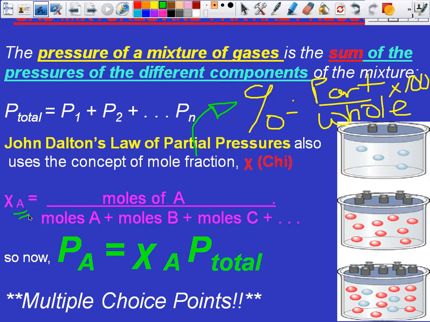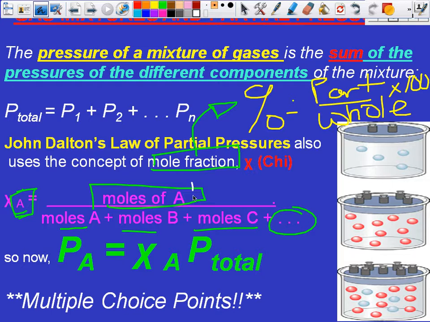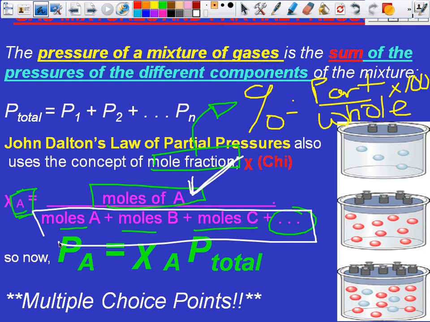Chi A, which is the mole fraction of A, whatever gas A is, is the moles of A divided by moles of A plus moles of B plus moles of C, and then etc. Whatever else you have present. So notice what we just did there. A is the part we're searching for, and you are dividing it by everything that is present. Well, that's interesting. So basically what we're saying is we want the percentage. Almost. You want the mole fraction.